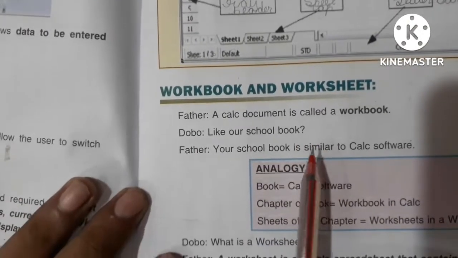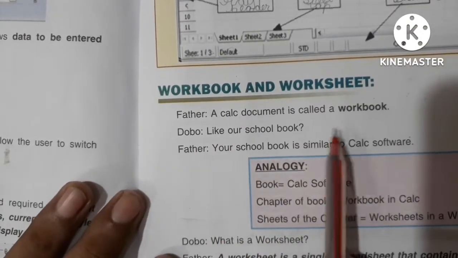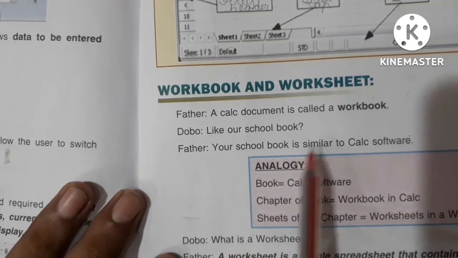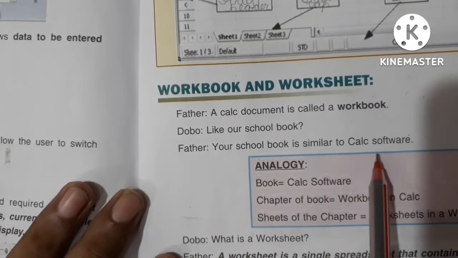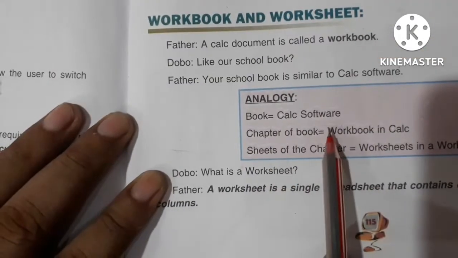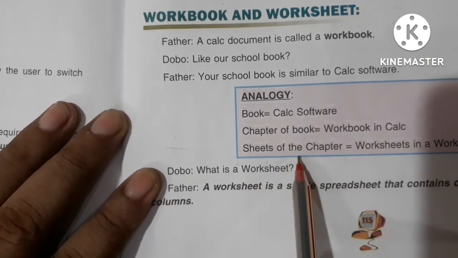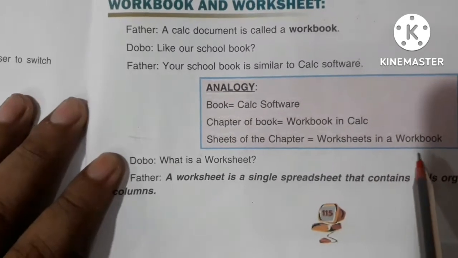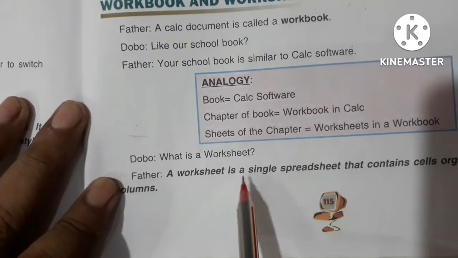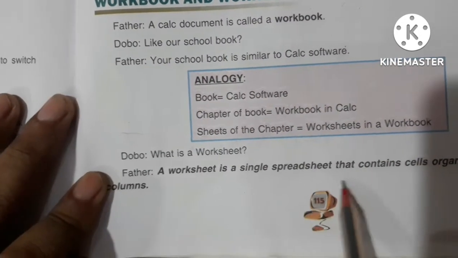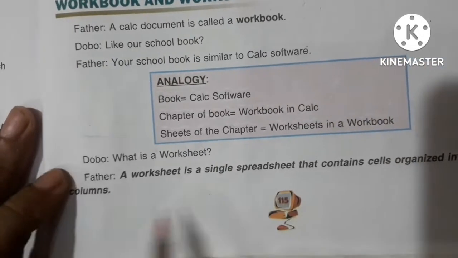Workbook and worksheet. Father, a Calc document is called a workbook. Like our school book, your school book is similar to Calc software. Analogy: book, Calc software; chapter of book, workbook in Calc; sheets of the chapter, worksheet in a workbook. What is a worksheet? A worksheet is a single spreadsheet that contains cells organized in rows and columns.